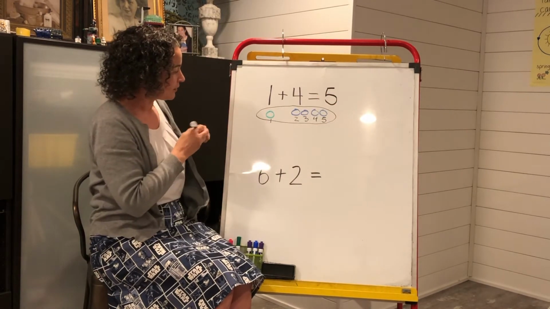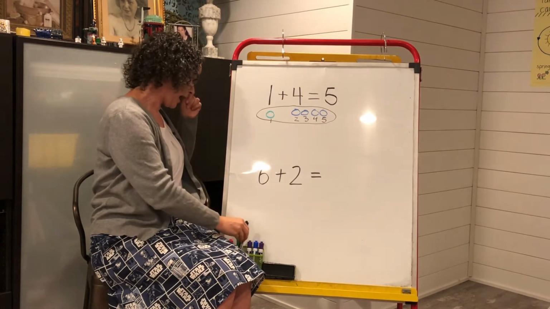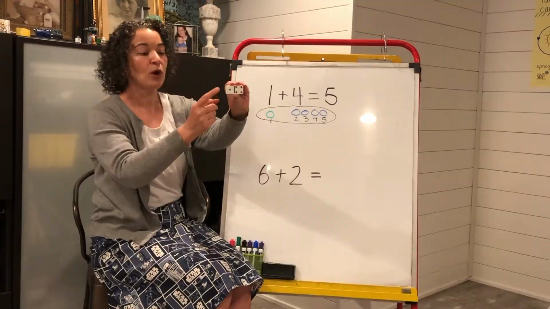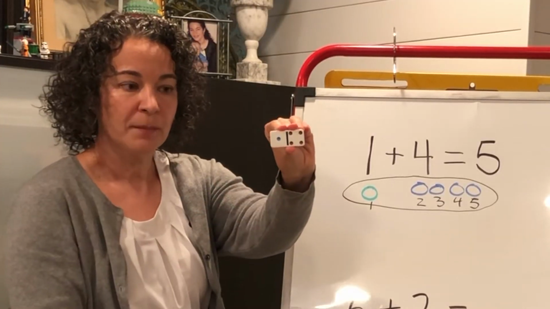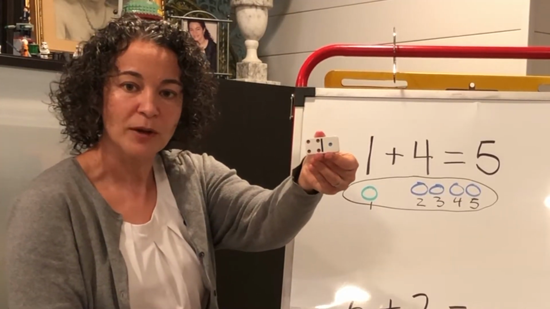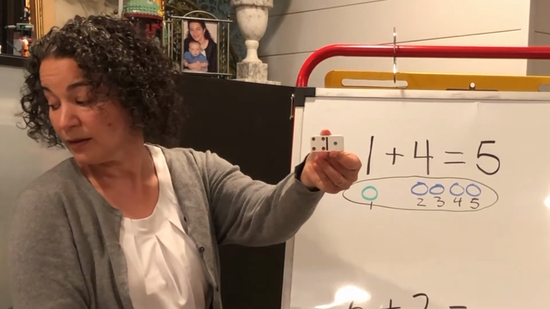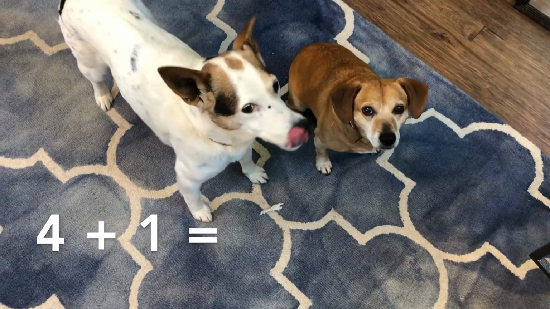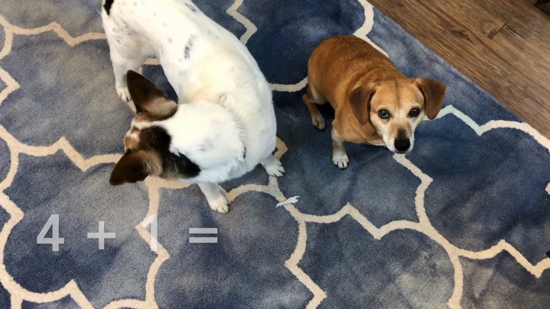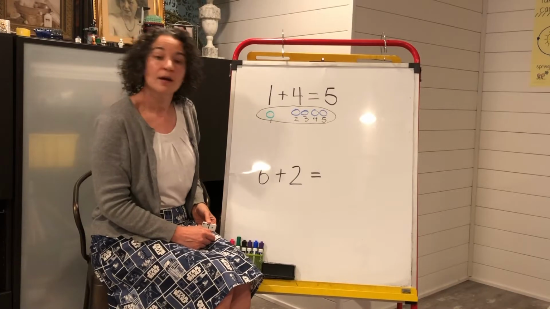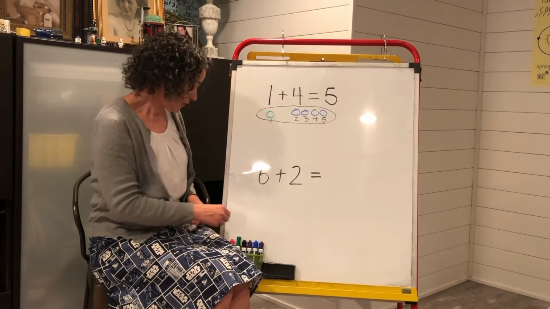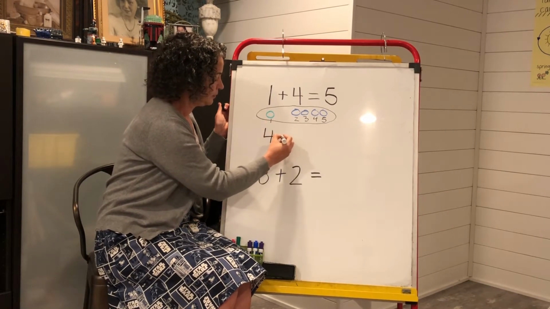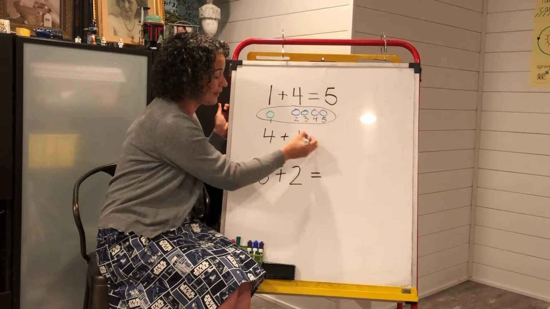All right, my friends. Now, let's switch the order of the addends. So my addends, we can use the domino, are 1 plus 4. But if I flip it over, what's my new number sentence? Penny, what's my new number sentence? Penny says my new number sentence is going to be 4 plus 1. And that's going to equal something.